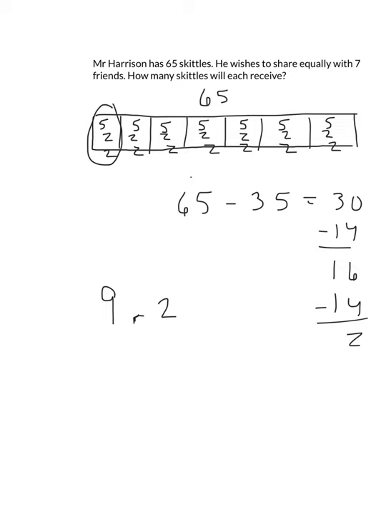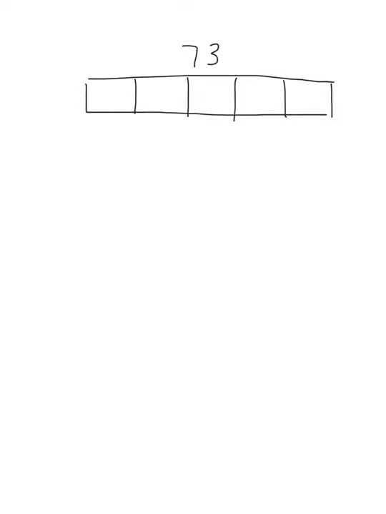Let's look at another sample. So let's say we had 73 M&Ms. We're going to share 73 M&Ms with 5 friends. So again, I have my unit bar that represents all of the M&Ms. But I'm going to break them up into equal parts with my 5 friends. So there's my 5 boxes.